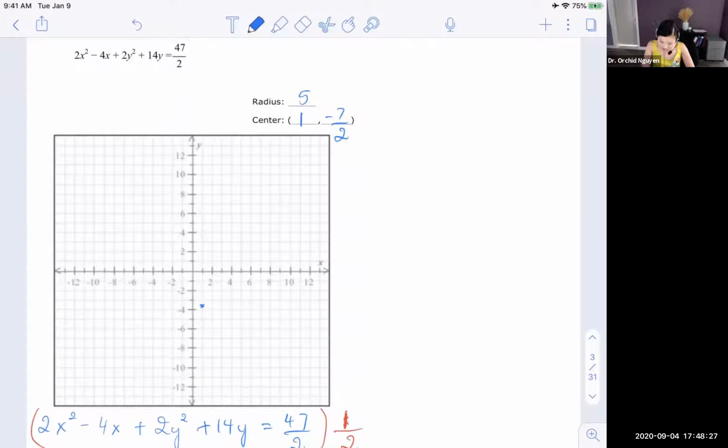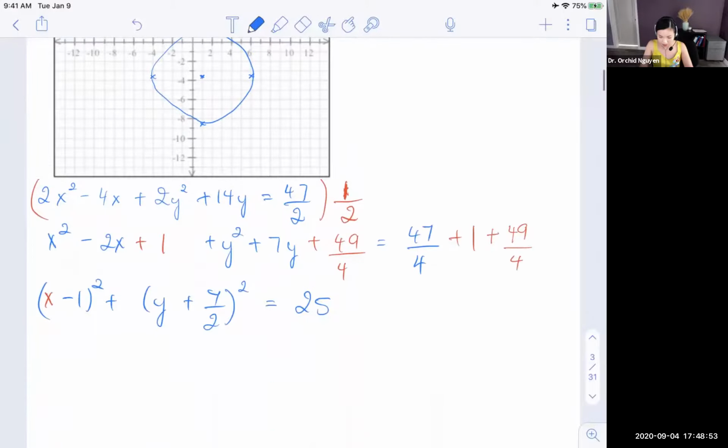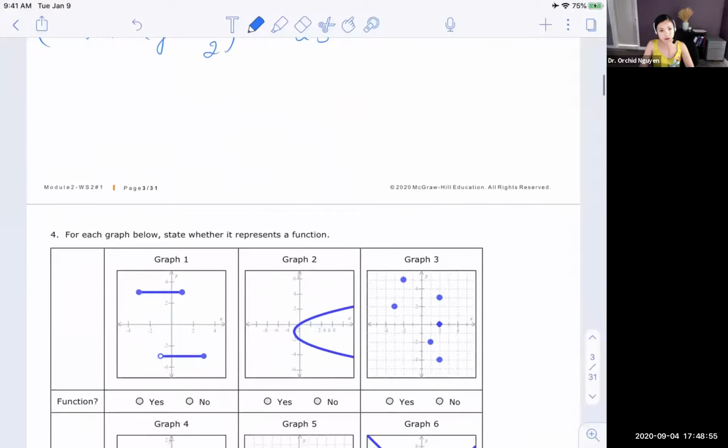Okay, so 5 here, and here. All right, and that's going to be our circle. So that's how you do it. That's how you deal with circle.